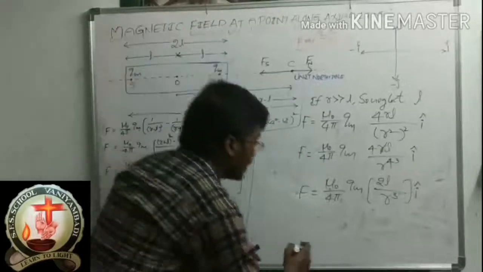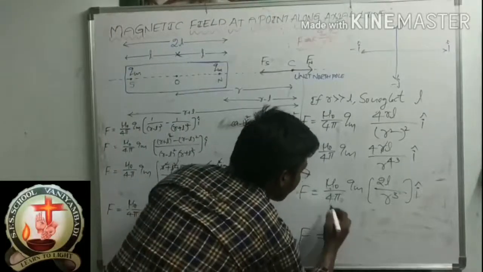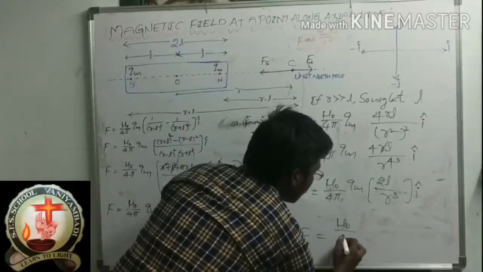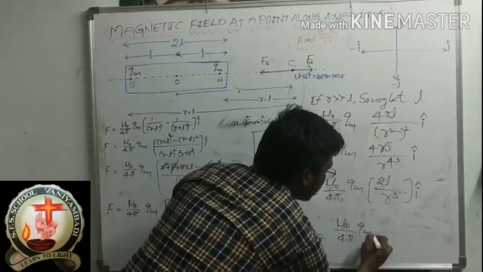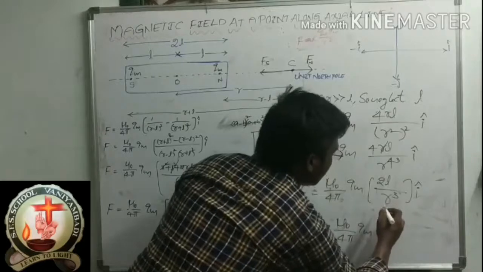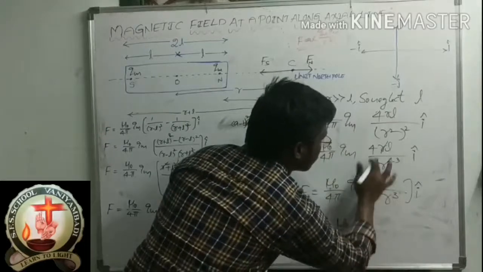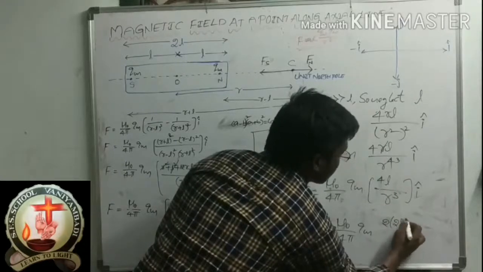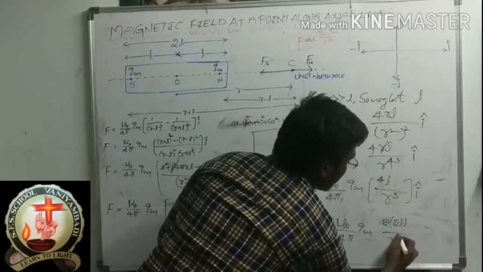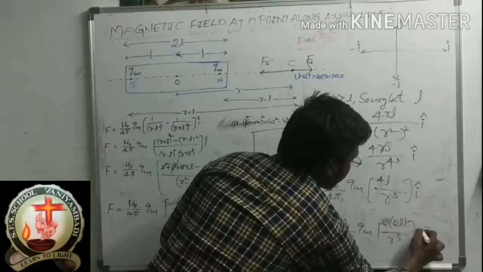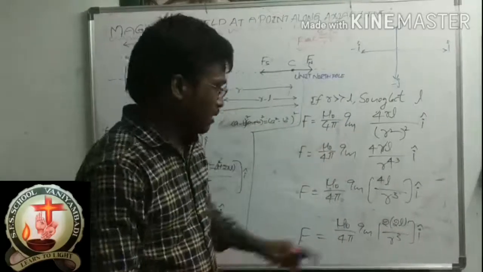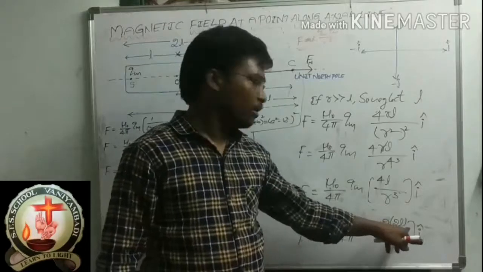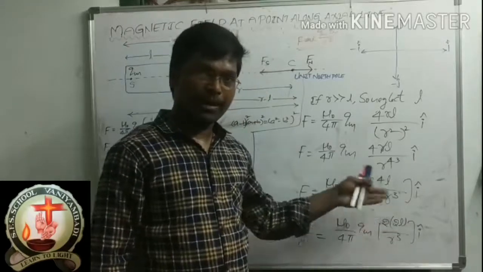Now after that I am writing F is equal to mu naught by 4 pi into Qm. Sorry, this is 4L, no? Now I am writing 2 into 2L by R cube into I cap. Any change is there? This is the 4L. I am writing 2 into 2L means 2 into 2, 4L only, no? So I am writing like this.